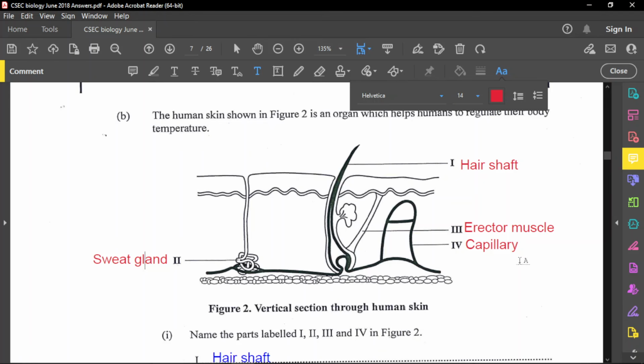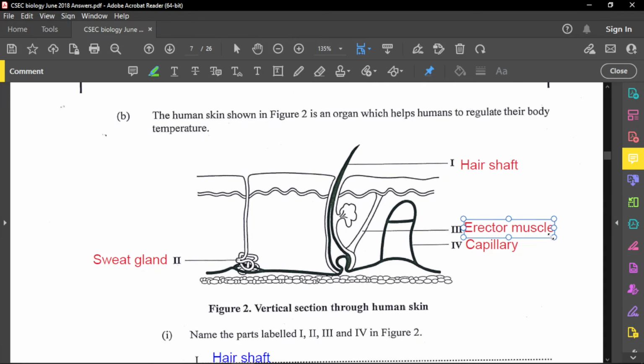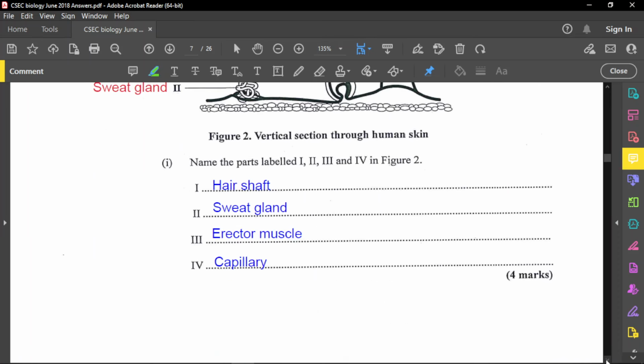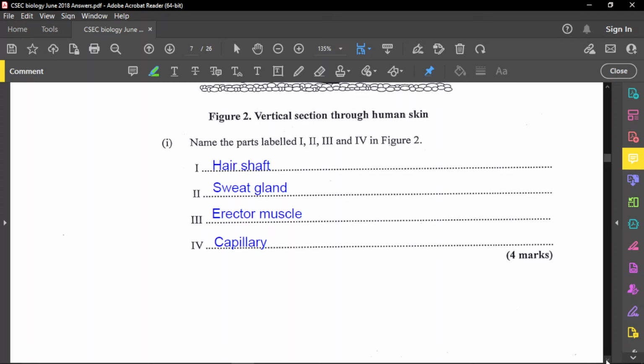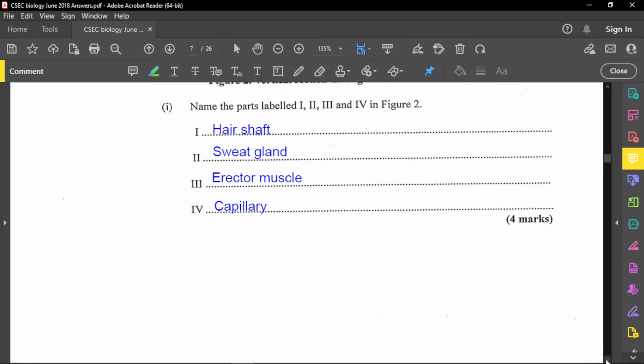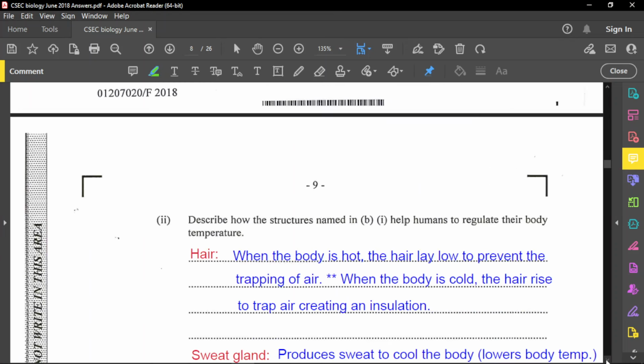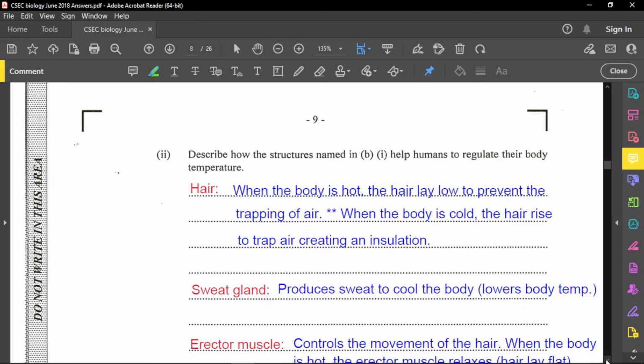All right, and now we have the erector muscle cell. All right, and so this is the erector muscle, or I can say the hair erector muscle. And now we have part 4, which is the capillary. All right, I can say blood capillary as well. All right, so those are the different parts on the skin. Four easy marks.